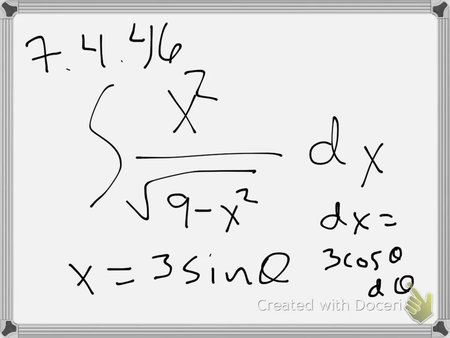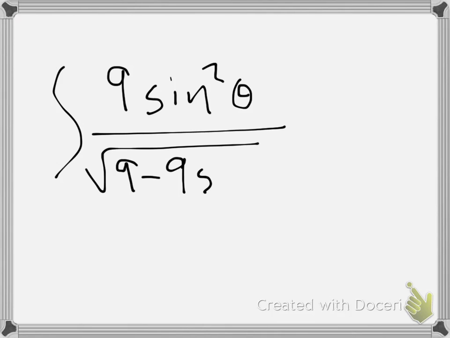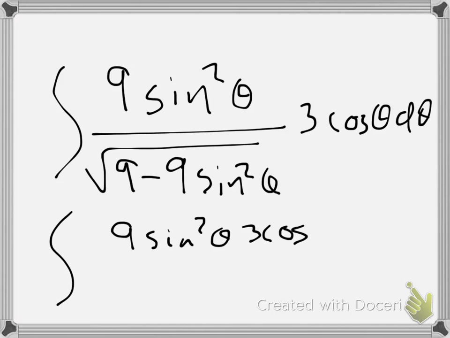So the top should be 9 sine squared theta. And then the bottom should be, briefly I'll write it like this, 9 minus 9 sine squared theta. And then you should have a 3 cosine theta over here, d theta, because you got to change your differential, right? All right. Everybody comfortable if I do this? 9 sine squared theta, 3 cosine theta, d theta.